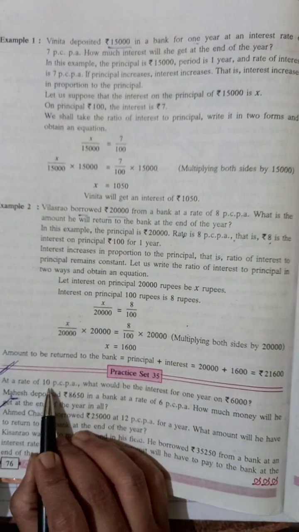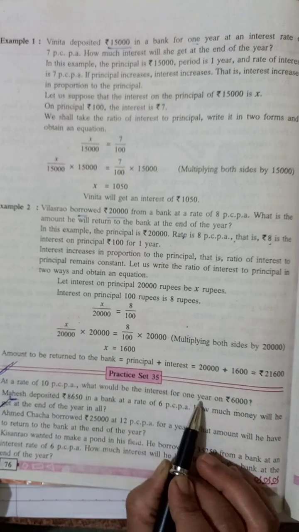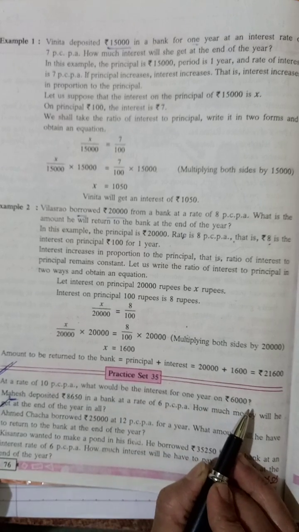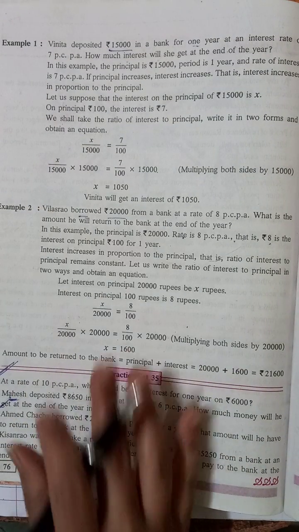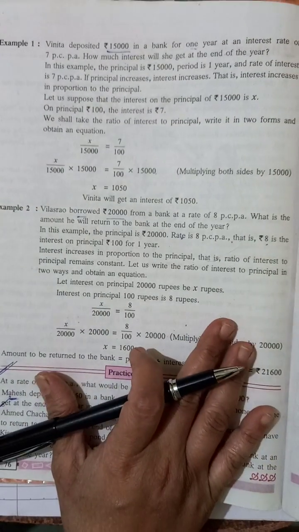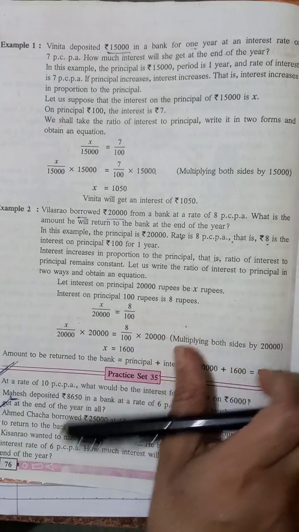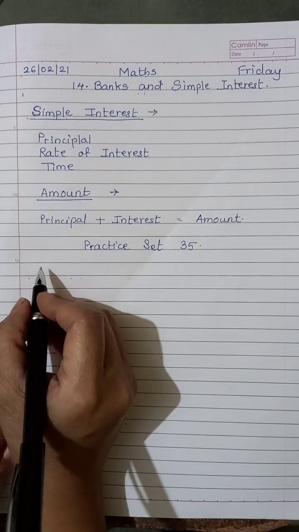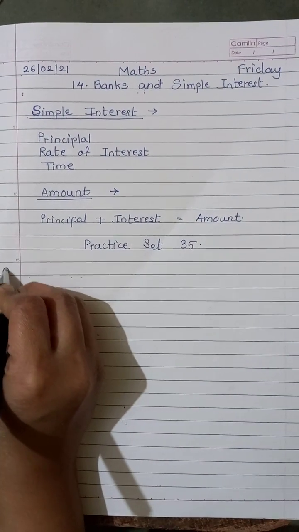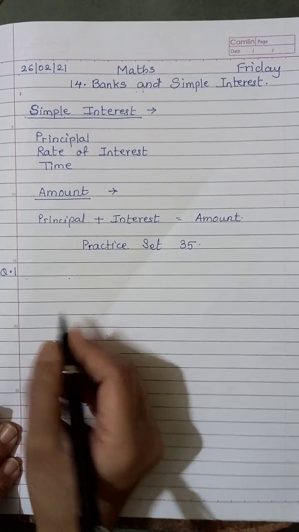At a rate of 10% PCPA, what would be the interest for 1 year on 6,000 rupees? Now in your textbook, the method given is a little bit lengthy, so I will show you one formula to calculate simple interest. First I will write question number 1.